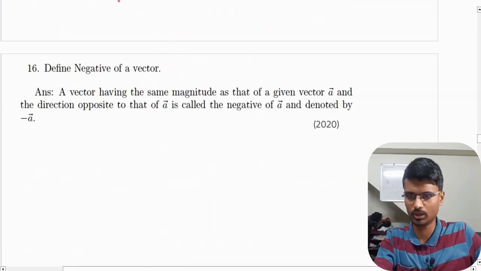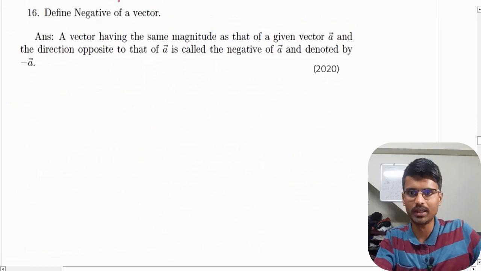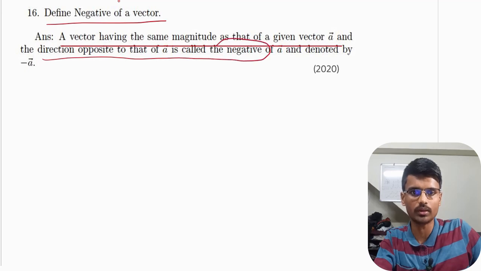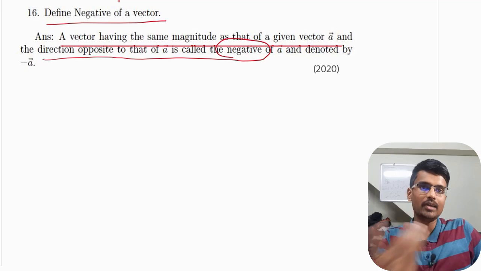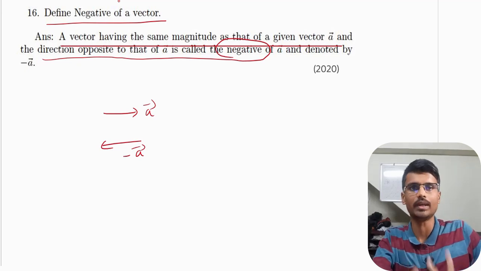Moving on. Define a negative vector. A vector having the same magnitude as that of the given vector A and the direction opposite to that of A is called a negative vector. So it is as simple. If this is your vector A, then your minus A will be this one. If the direction is changed, then it will give us the negative of that vector.